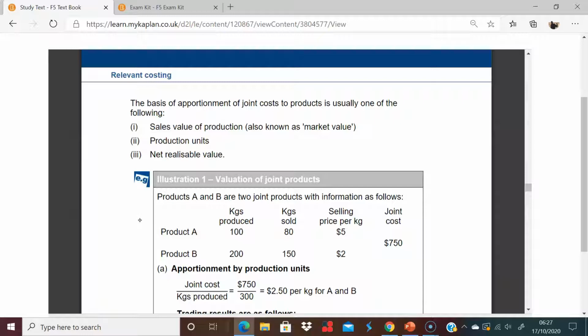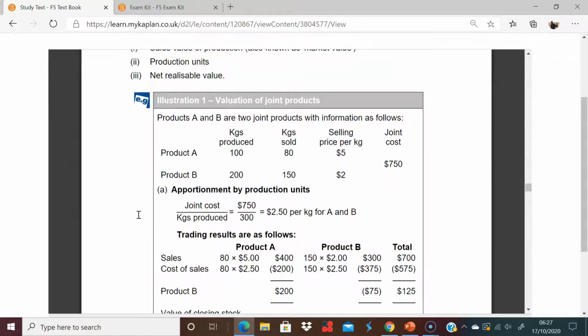So this is production units first of all. So really, we're saying split that 750 based on the number of units. I'm sorry, number of kilograms produced. So that's 300. So that's £2.50 per kilogram for A and B. So in a way, I know what the cost is. So now I'm going to sell. I could sell each of those right now. So let's focus on here. Well, 80 times 5 minus 80 times £2.50, right?